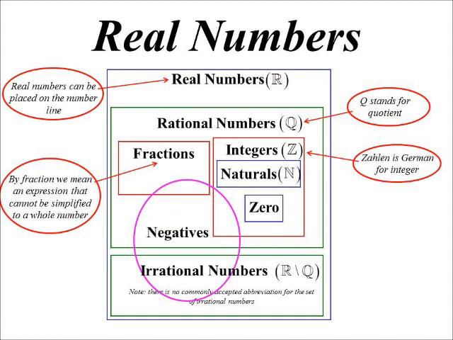Then overlapping all these are the negatives. You could have a fraction that's negative. You could have a rational number that's negative. You could have an integer that's negative, but notice it doesn't overlap the natural numbers, because remember the natural numbers were the counting numbers. And it doesn't overlap zero. I mean, you don't have -0. You have all these negative numbers as well. So basically that's our set of real numbers broken down.